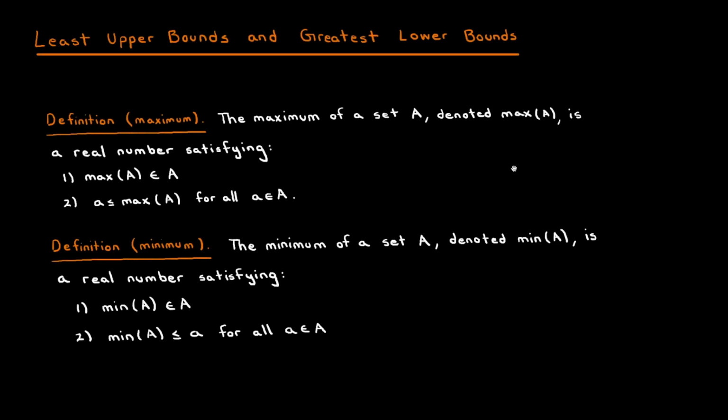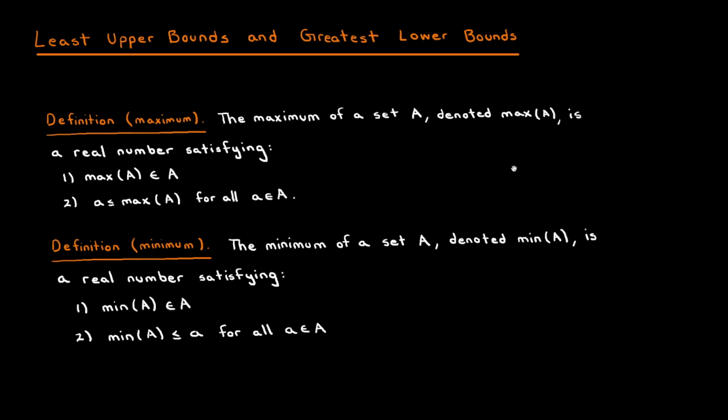Hi everyone and welcome. In this video we will learn about least upper bounds and greatest lower bounds. These are two very important ideas in real analysis that will actually lead us very nicely to the axiom of completeness, which is the thing that distinguishes the set of real numbers from the set of rational numbers.